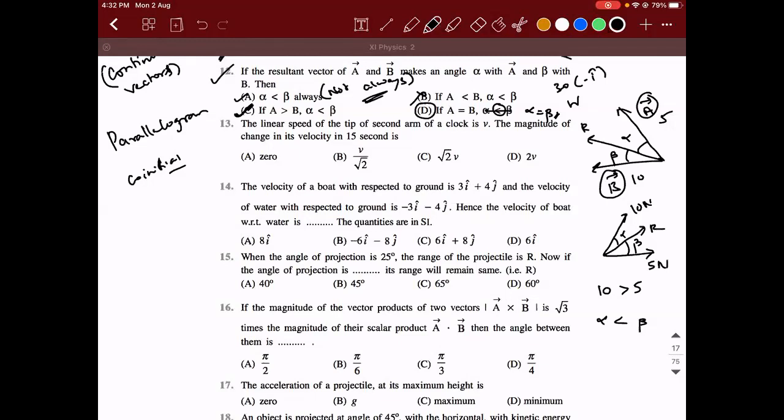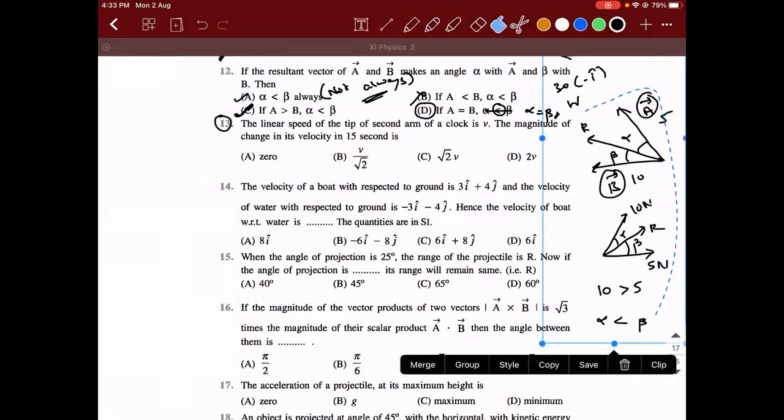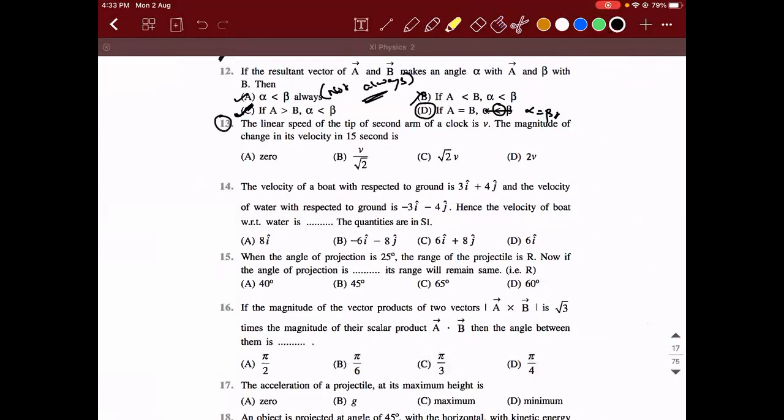Moving on to the next problem. This one you guys are going to do. The linear speed of the tip of the second hand of a clock is V. What is the magnitude of the change in velocity in 15 seconds? It is something similar to the third problem. Guys, do it and tell me.